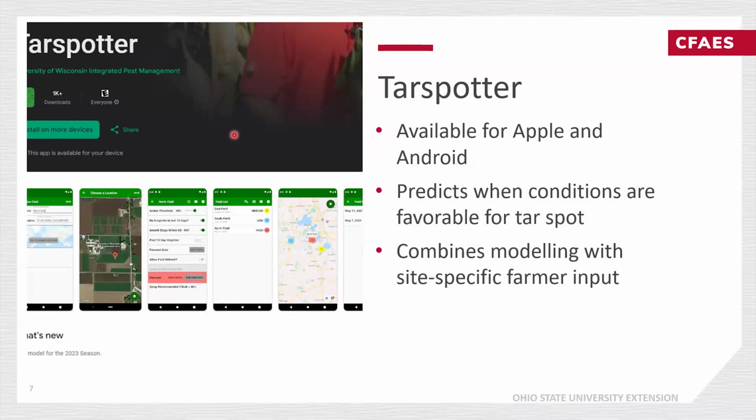One tool that is available as a mobile application is called Tar Spotter. This is available whether you have an Apple or an Android mobile device or tablet. How this works is it's going to generate a forecast of whether you have a low, moderate, or high risk of tar spot in that field, based off of past research looking at what variables are most important for infection, that humidity, leaf wetness, and so on. Then it's going to combine that with weather information for your location that you input, as well as a few site-specific farmer inputs that you'll provide.